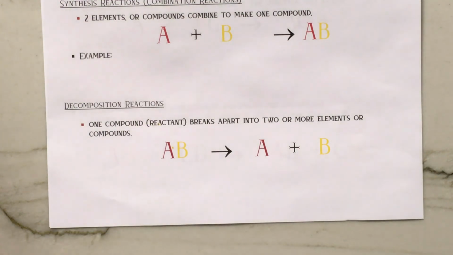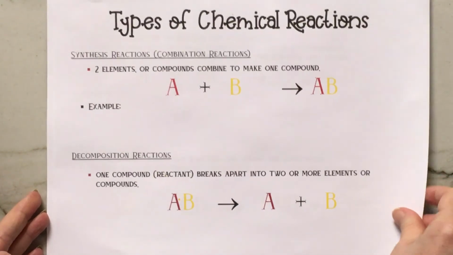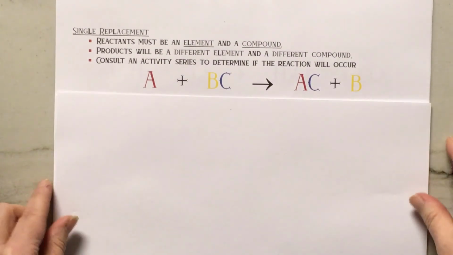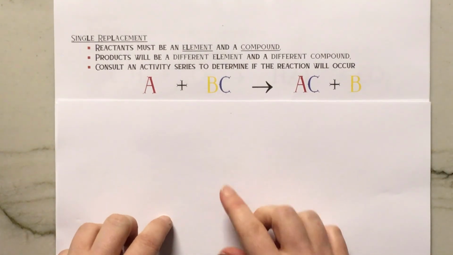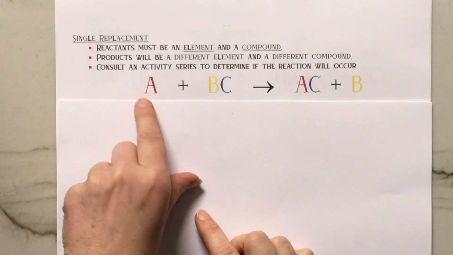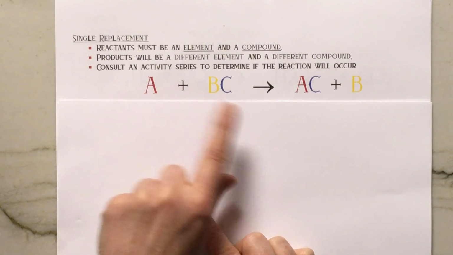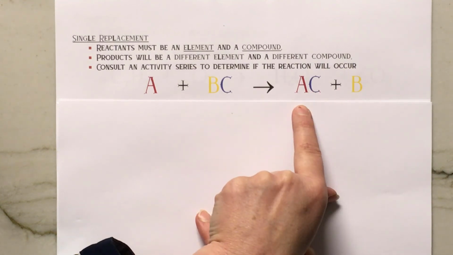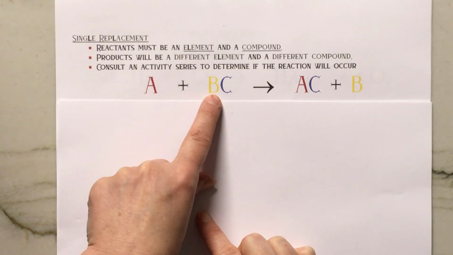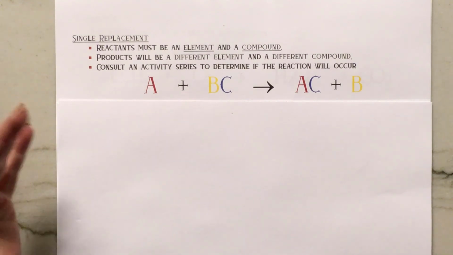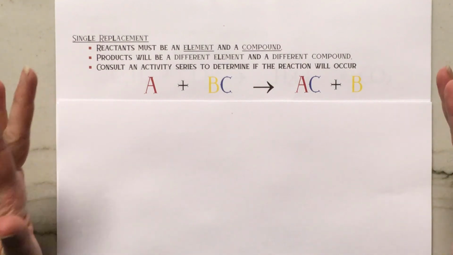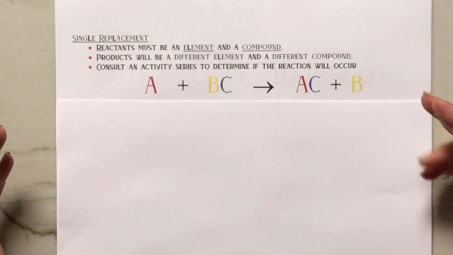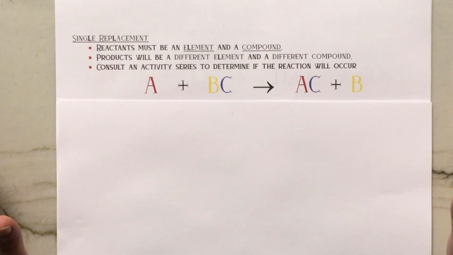So the next type that I'm going to talk to you about is called a single replacement. How you know that it's a single replacement reaction is you have an element and a compound, always that, and it is going to produce a different element and a different compound. So this element is going to kick out this element, provided that this reaction occurs. To determine whether or not this will actually happen, we have to consult something called an activity series, and I will do a whole video on that.